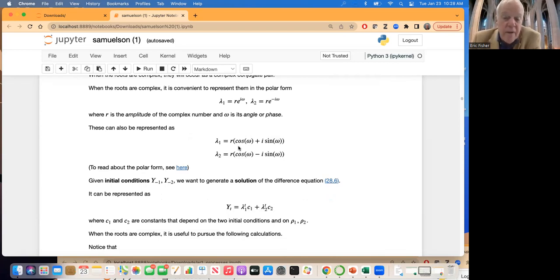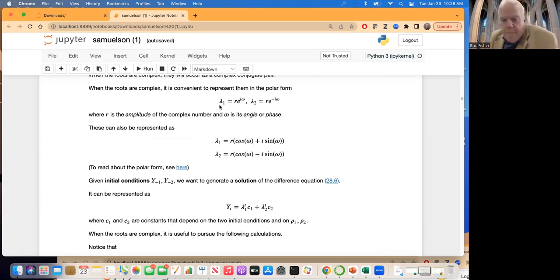When I solve this, I have 2 initial conditions that are going to pin down my complete solution, my exact solution, and C1 and C2 can be complex numbers because lambda 1 and lambda 2 can be complex numbers. But can you see what's going to happen when I raise a complex number to the t power?